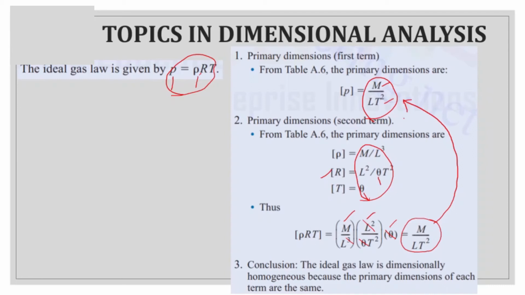So M over LT squared. We conclude that the ideal gas law is dimensionally homogeneous because the primary dimensions of each term are the same.